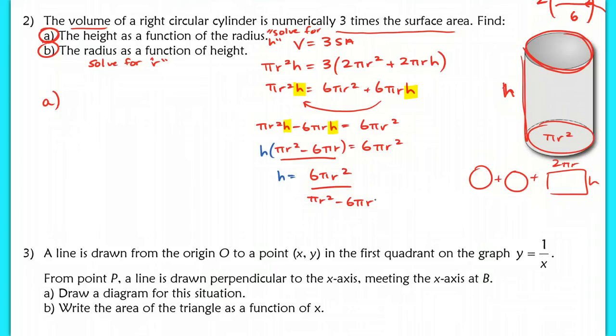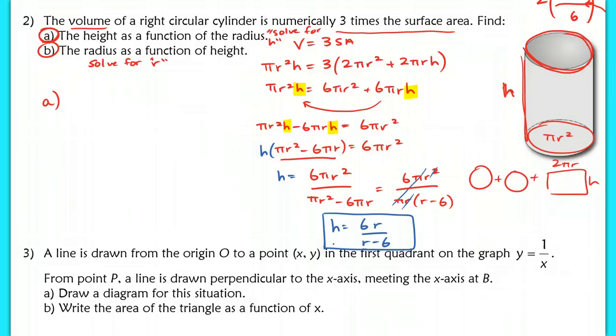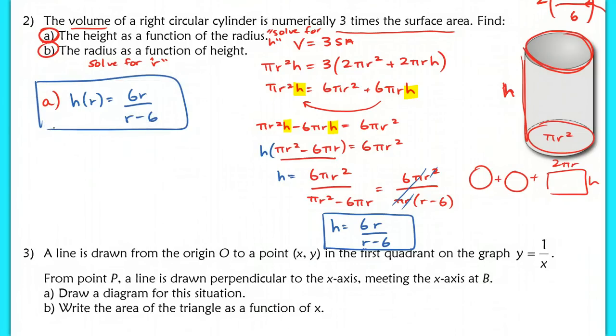And now I can work on simplifying this. I noticed that in the denominator here I can pull out a pi r and write that as r minus 6 in the denominator. And in the numerator, I'm going to have factors that cancel. Pi's are going to cancel. This r is going to cancel one of those r's in the numerator. So I have left over h equals 6r over r minus 6. So there is an expression that gives me h in terms of r. So you can write that out as h of r equals 6r over r minus 6. So this is a function, height is a function of the radius.